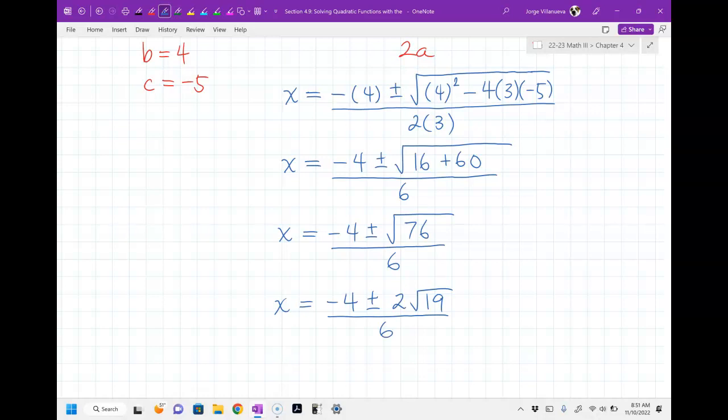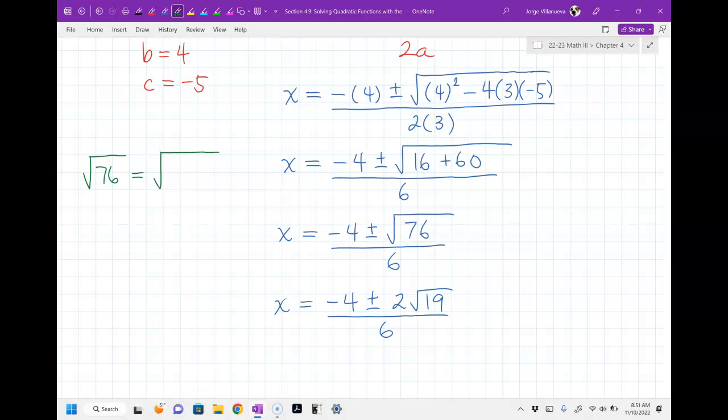Okay, in case you forgot how the square root of 76 works, you have to think, okay, I have the square root of 76. That does not have a nice square root. So let me think of two numbers that multiply together, where one of them will have a nice square root. So I think, okay, what's 76 divided by 2? Well, that's 38. 2 and 38 do not have square roots. Okay, so that doesn't work.